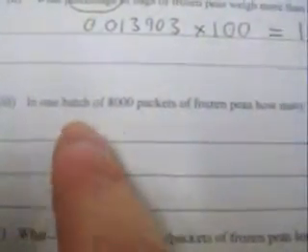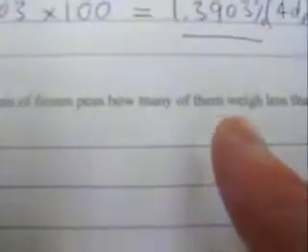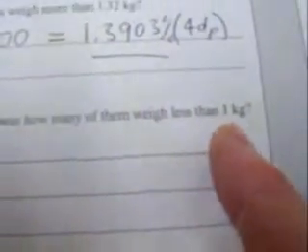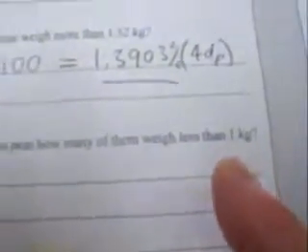Continuing on in the question, question 1, part 3. In one batch of 8,000 packets of frozen peas, how many of them weigh less than 1 kilogram? Now let's assume that you have entered in the data into your calculator trying to answer the previous questions, and you should have the answer to the previous question there on your calculator.